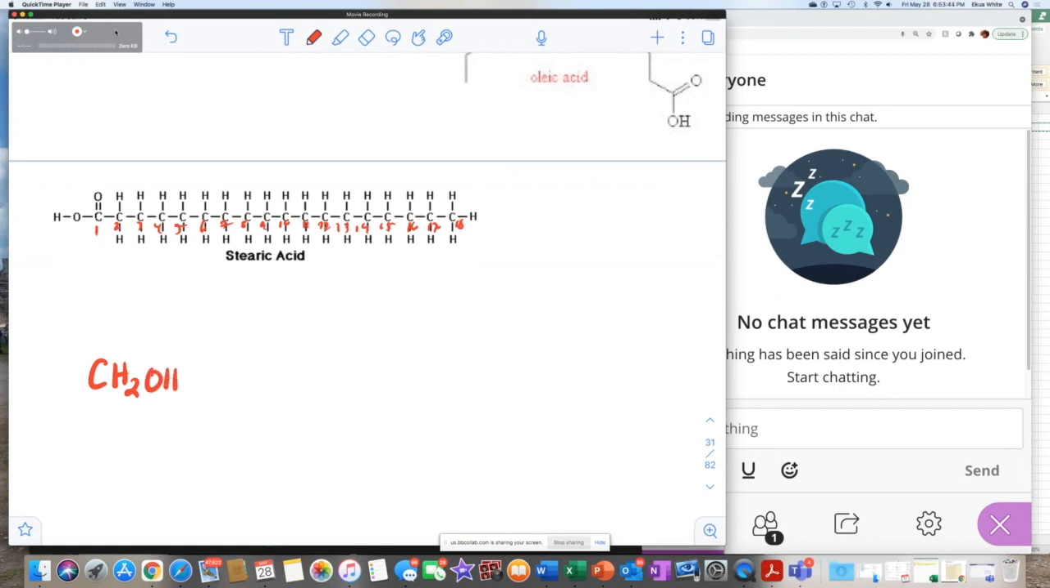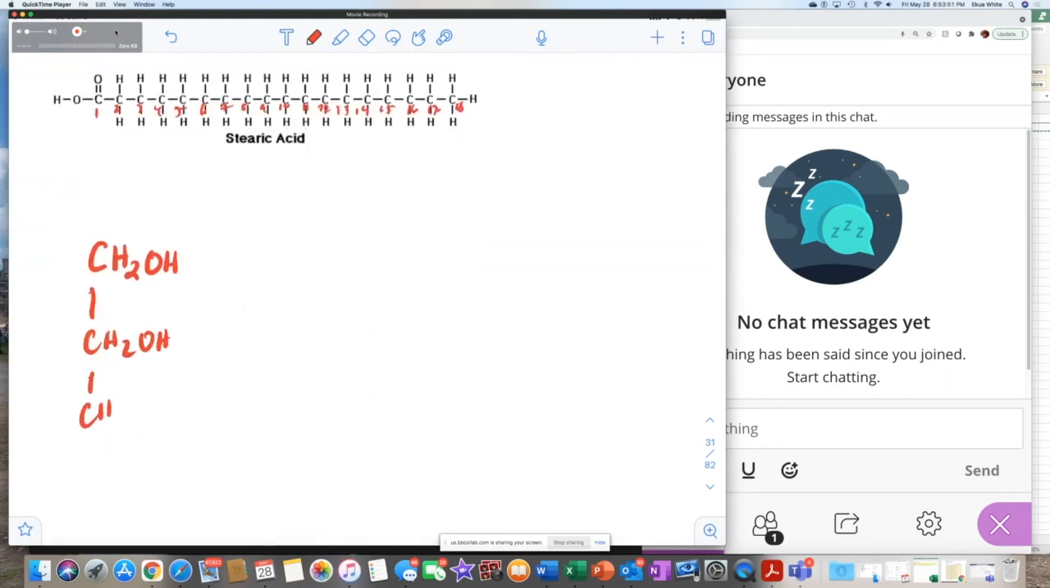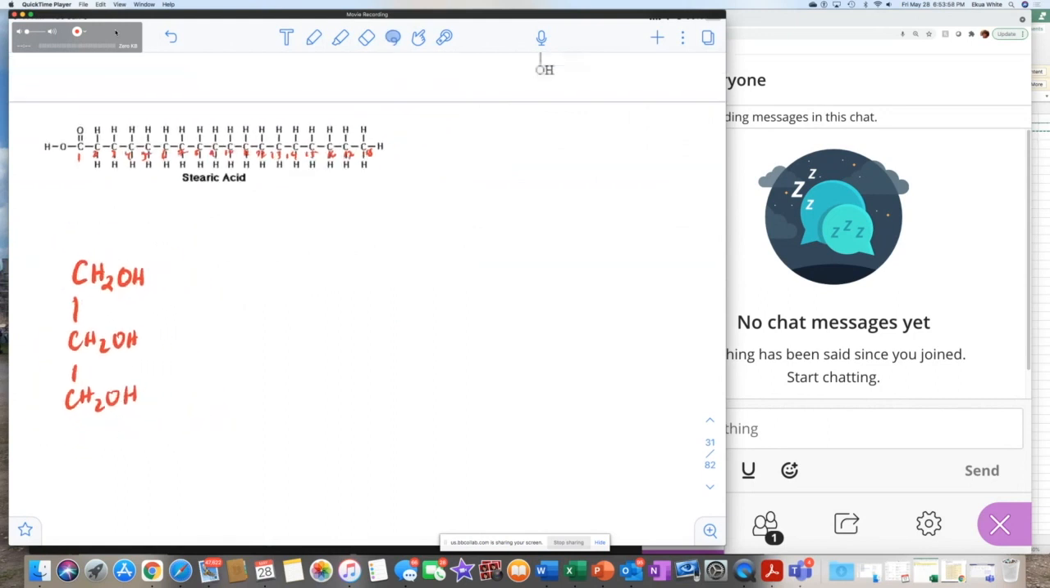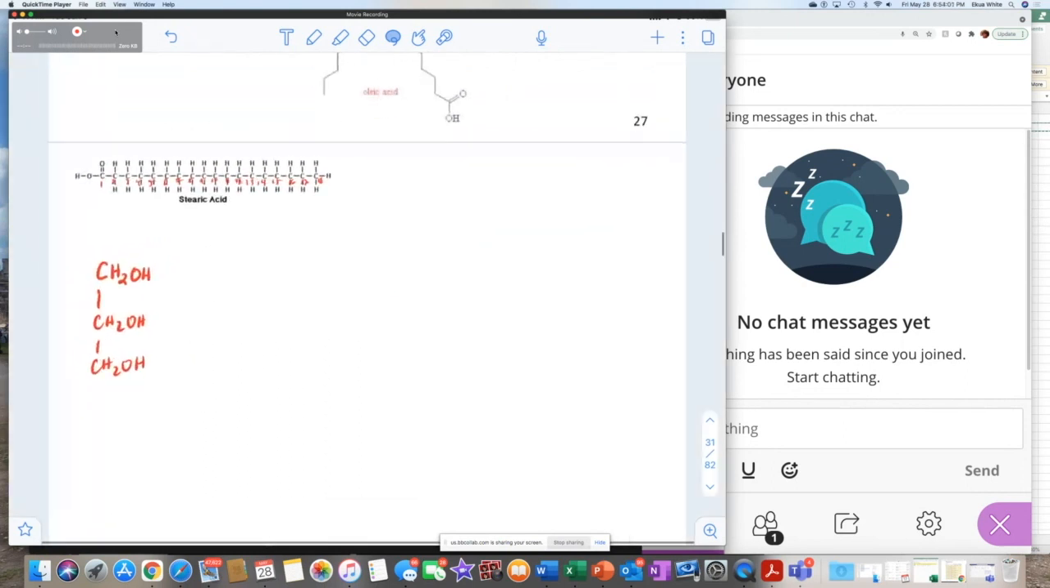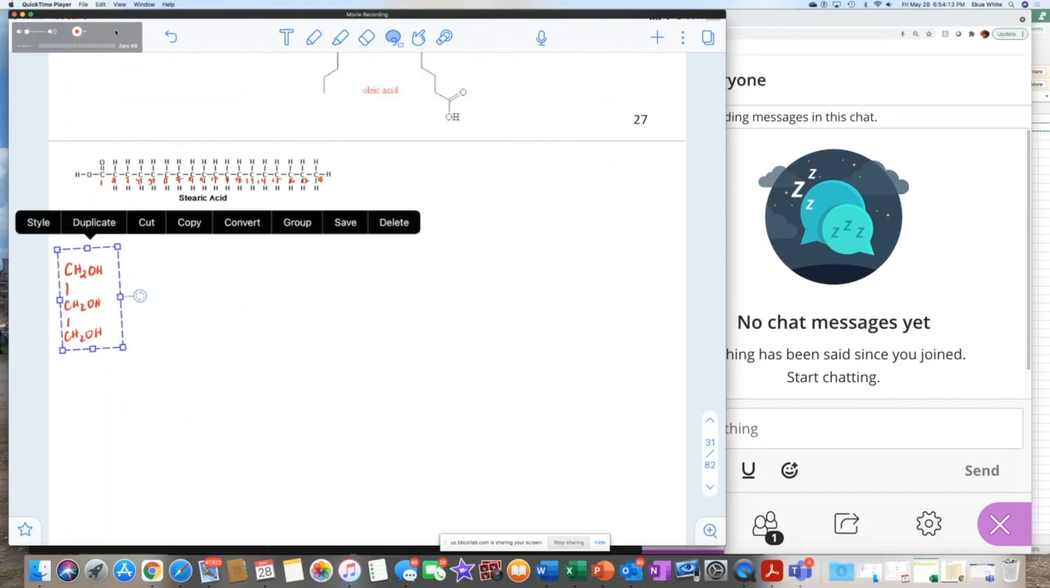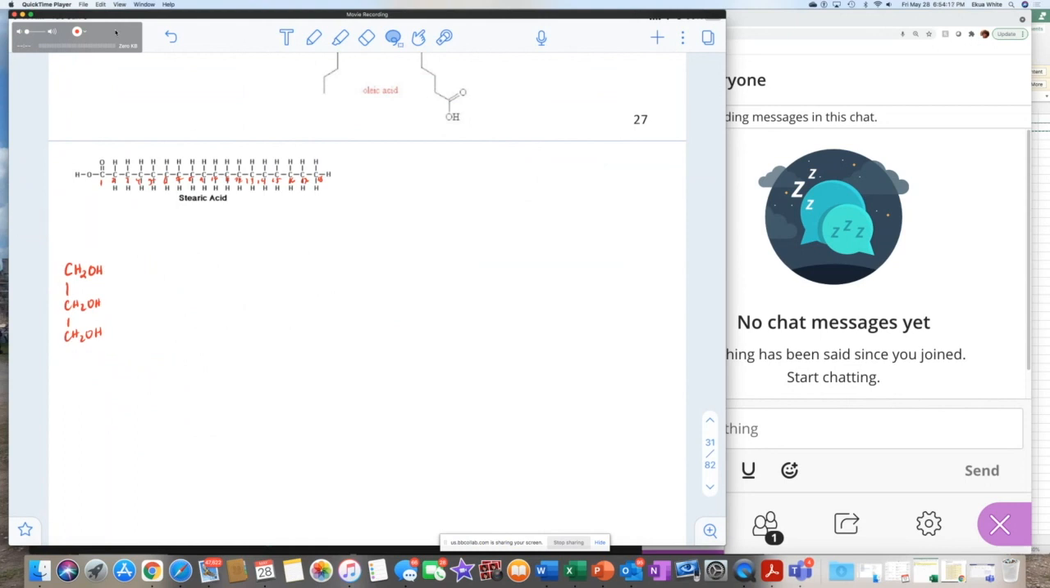CH2OH, CH2OH, CH2OH. Now I want to make this smaller because I really need the space, right? So let me move this. Let me move this back in here. Okay. Hold on. Oh my goodness. Such a distraction. Okay.